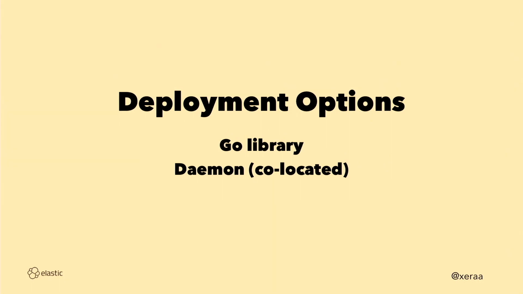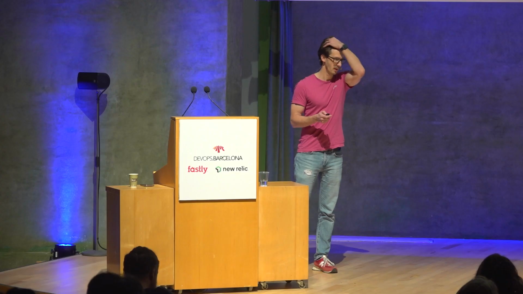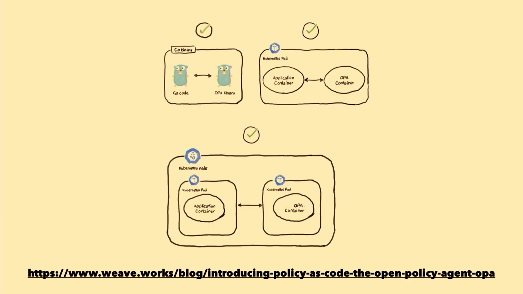For deployments, you have a couple of options for how to deploy this. If your program is written in Go, you can just add a Go library. This is the example here. So your application is written in Go, you have the OPA library in Go, and you just build them into one binary.